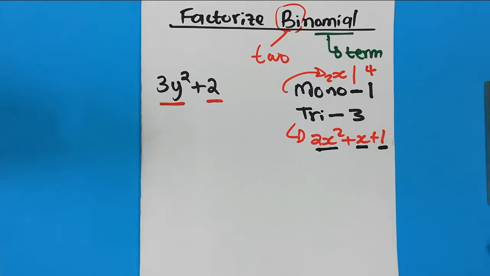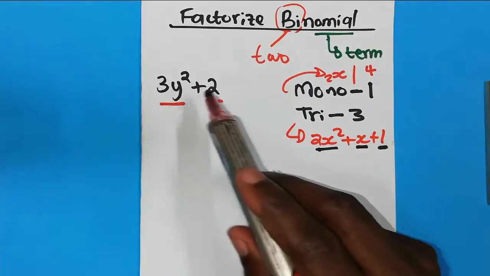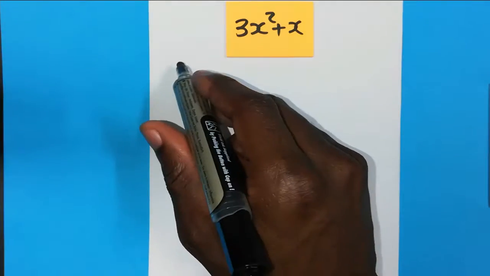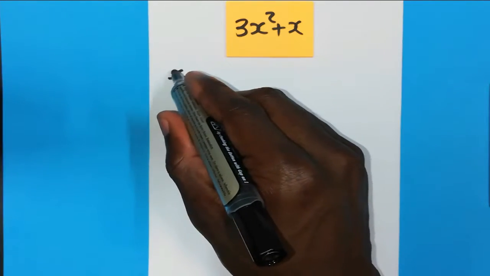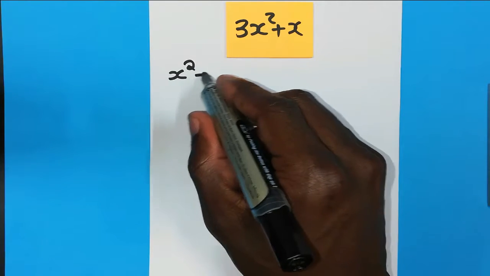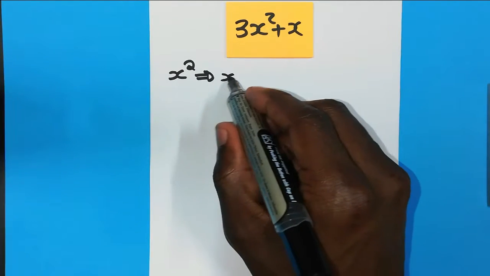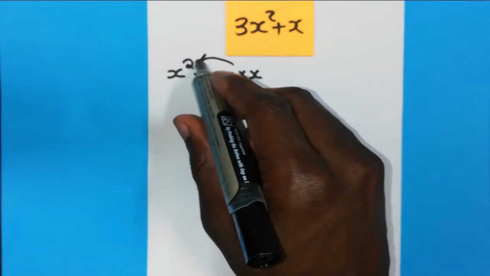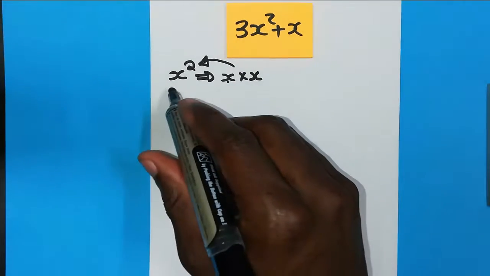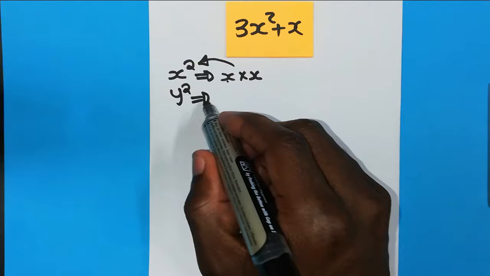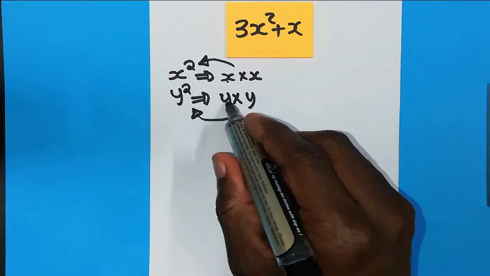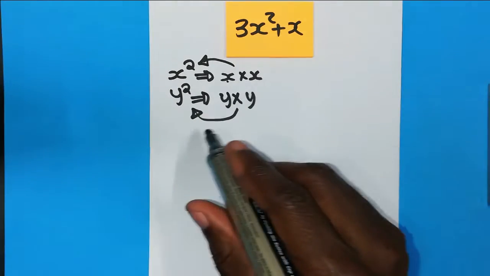Now let's solve problems on binomial. Before we factorize this binomial, let me take you through this first. If you have a variable raised to exponent 2, this is how you're going to express it. x multiplied by x, because x multiplied by x will always take you back to x squared. What about y squared? You write y multiplied by y, because y multiplied by y always gives you y squared.